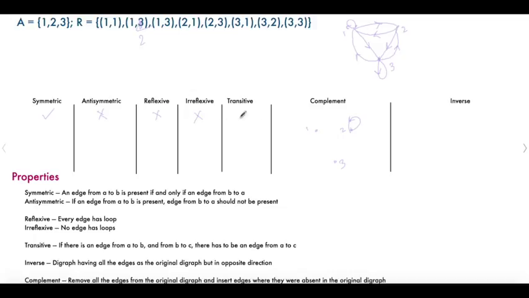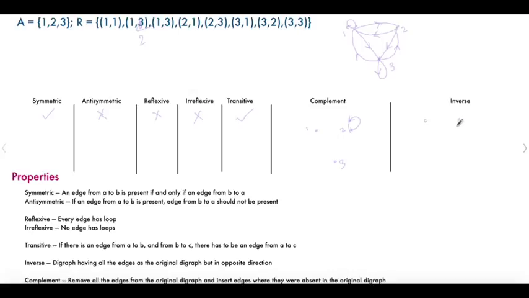Is it transitive? 1 to 2 is present, 2 to 3 is present and 1 to 3 is present. That's correct. Then 1 to 3 is present, 3 to 2 is present, and 1 to 2 is present. So that is also true. And similarly, you can check all the conditions. 2 to 1 is present, 1 to 3 is present, so 2 to 3 is also present. So it is transitive.